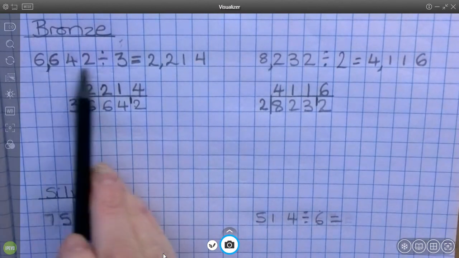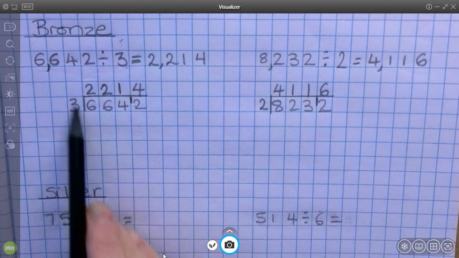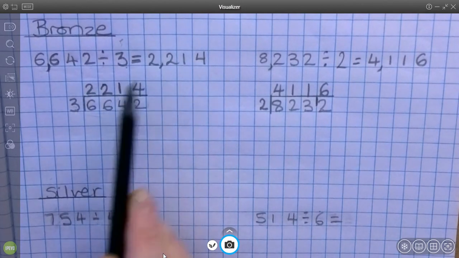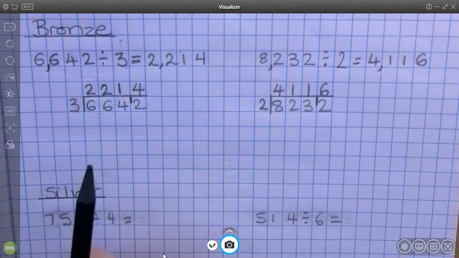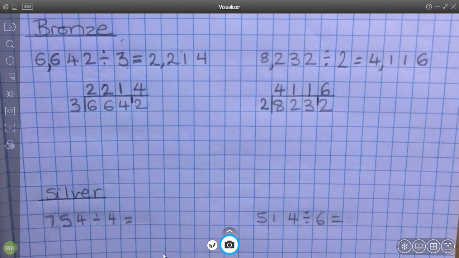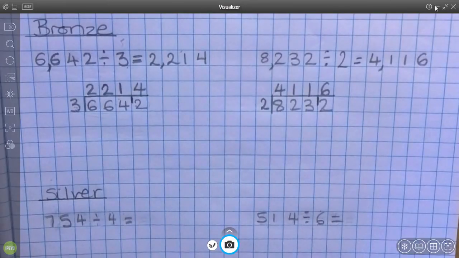This is how I'd like all Wilfs to show it in their book today. I'd like you to write the question out as a number sentence, leave a bit of room, work it out in your bus stop method, and then put the answer back into your number sentence. Okay? So that is bronze today. Let's just go back to our smartboard a second.